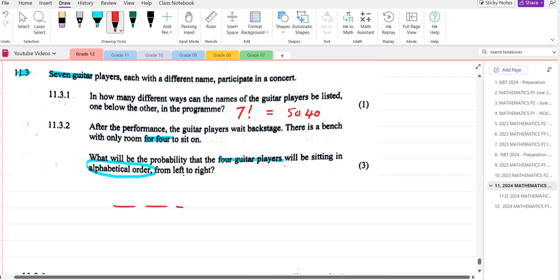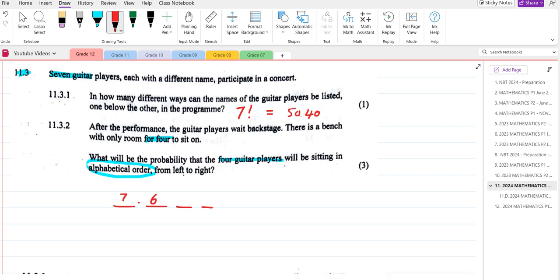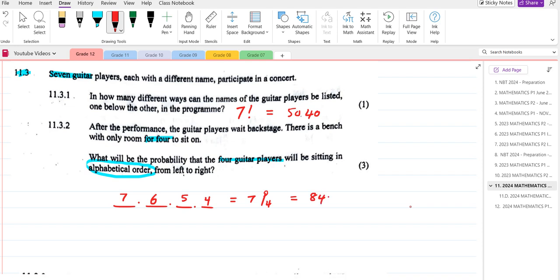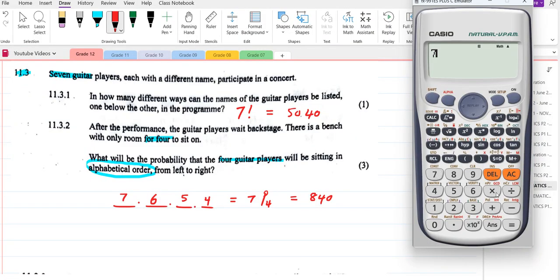So 1, 2, 3, 4. There's 7 ways of selecting in the first position. Then we got 6 players left, then 5 players left, and 4 players left. Or you can write 7P4. Now if you type 7P4, there's a P button, 7 shift P 4. What are we getting? 840 ways. 840 ways of selecting 4 players that can sit on the bench, right? Even if you calculate 7 times 6 times 5 times 4, we got 840.